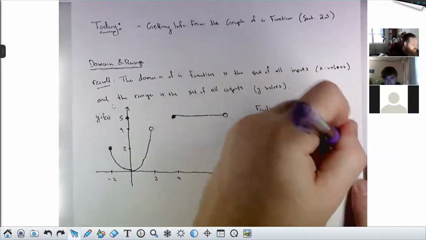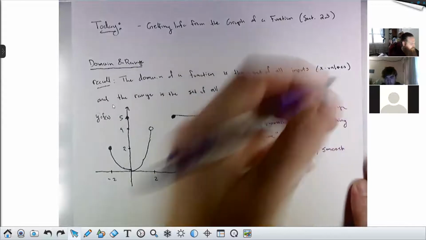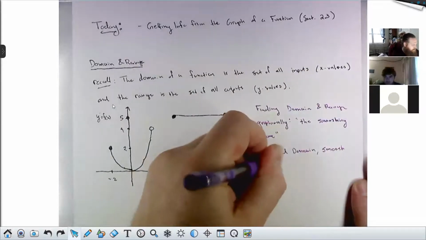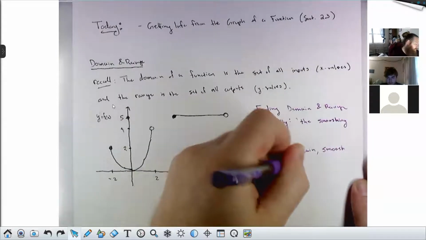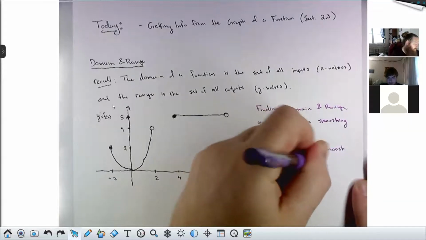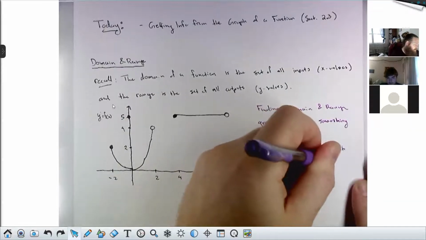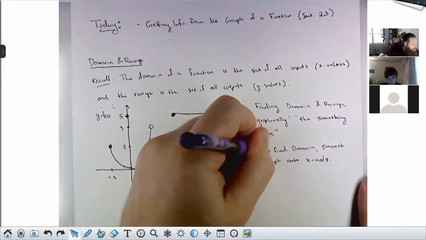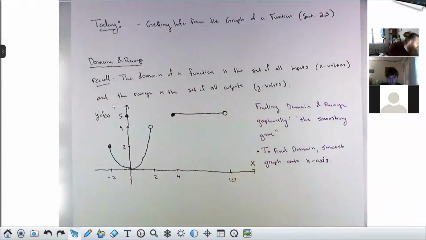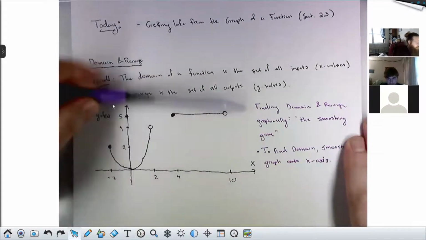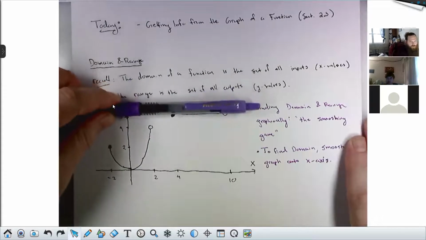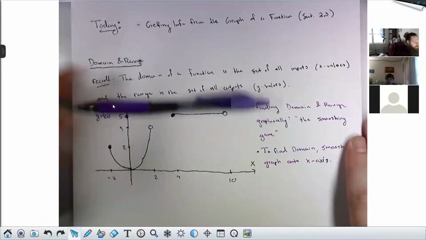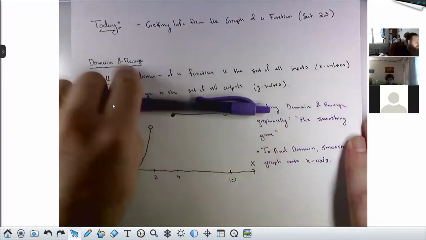you smoosh the graph onto the x-axis. All right, let's see what happens if I smoosh this onto the x-axis. So again, think of a big hydraulic press coming down and just pushes everything down onto the x-axis.